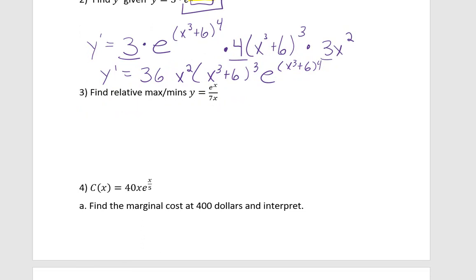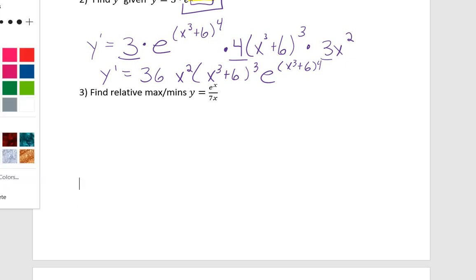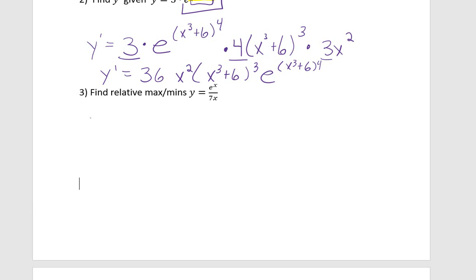Alright, going to give myself a little bit more room here. So, the next question asks us to find the relative maxes and mins of this function. So first, we need to find the derivative. So that's going to be the bottom times the derivative of the top, minus the top times the derivative of the bottom, all over the bottom squared.